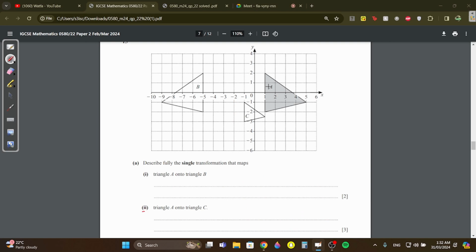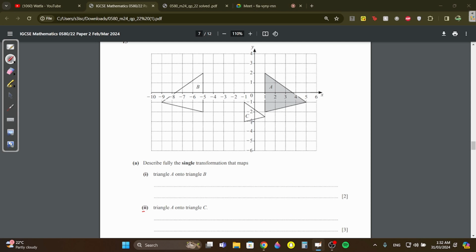For II, they want triangle I onto triangle C. And obviously, triangle A to C, it just became smaller. You're going to work with formulas for dilations and contractions.